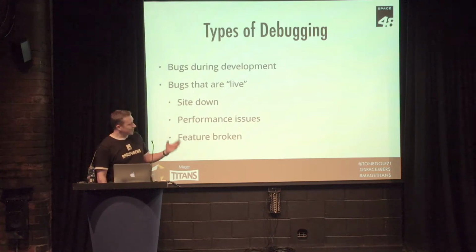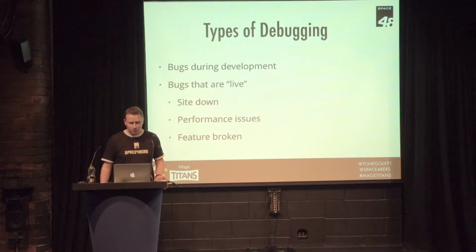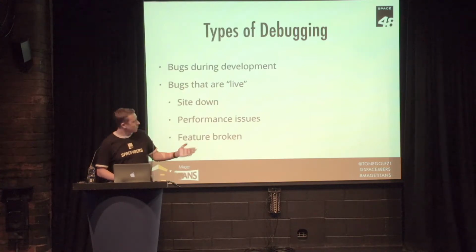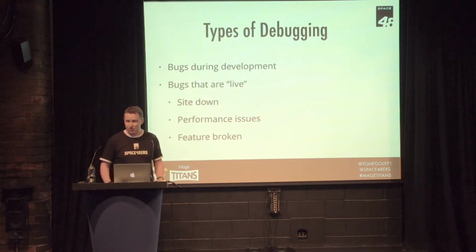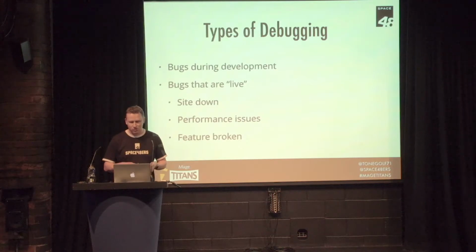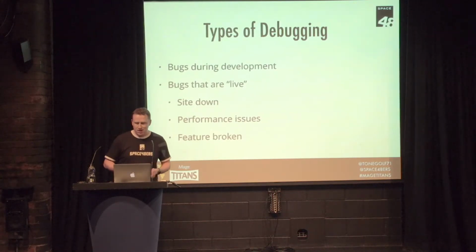So I've just highlighted here the sort of types of debugging that there is. I mean, it is programming, it's problem solving. Bugs during development, it's code, fix, right? And then you've got the unfortunate bugs that get through any processes that we've got in place and unfortunately get to live. Classified them a little bit further down to sort of like site down, awooga moments, performance issues, and then features broken sort of catches everything else.